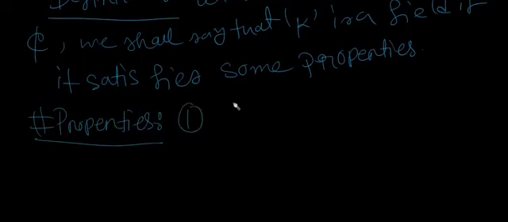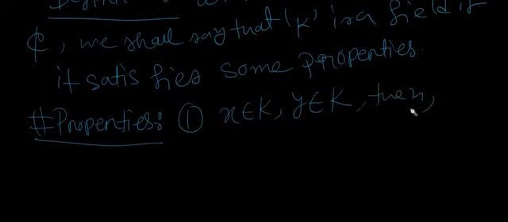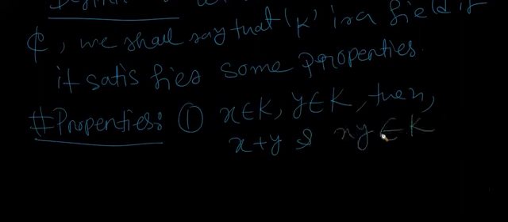The first property is that, let's say x belongs to K, y belongs to K, then x plus y and x times y belong to K as well. This is the first property. These elements of the subset of the complex numbers will have to satisfy this.